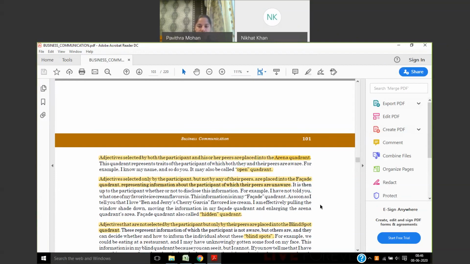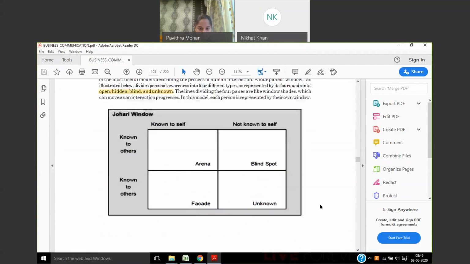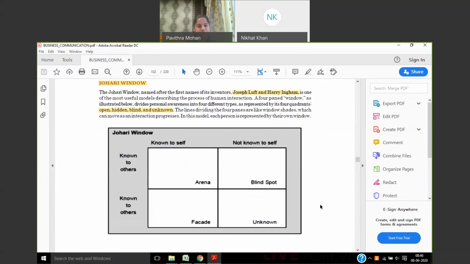So here, if you go to this again, what is happening? Facade is called as hidden. So here what happens is known to me. I like a particular flavor of ice cream. So when I go to a restaurant with all my colleagues or my friends, here I would say this was known to me.